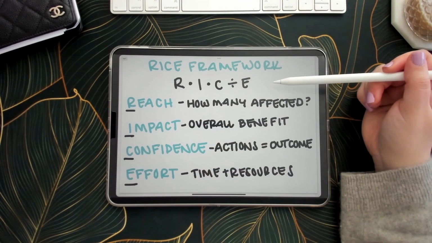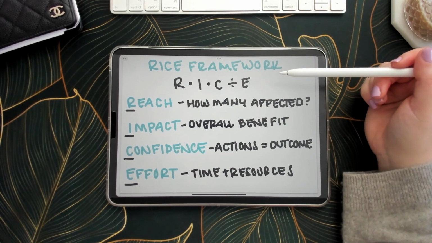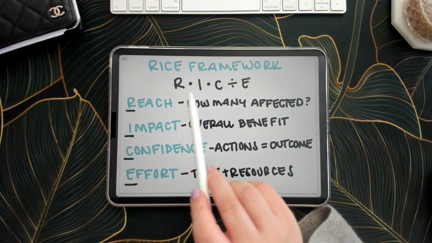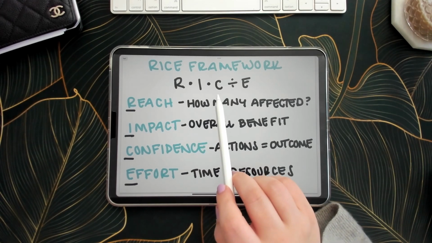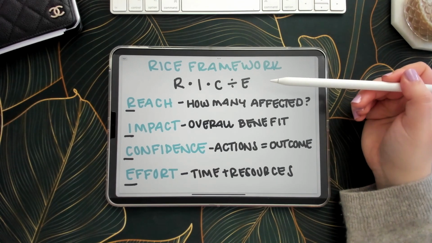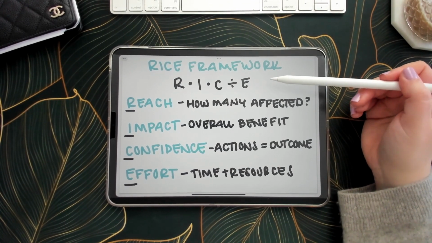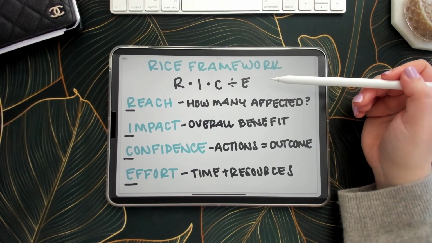So you are going to assign a numerical score to each of the factors, and you will actually multiply the reach and the impact and the confidence and divide it all by the effort. So the higher the RICE score, that might be a project that you want to start with, right? Or complete next, right? With your team or within your business setting.